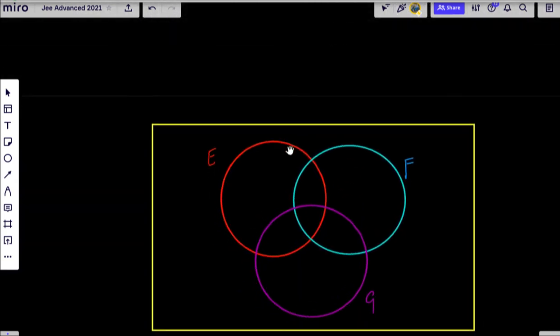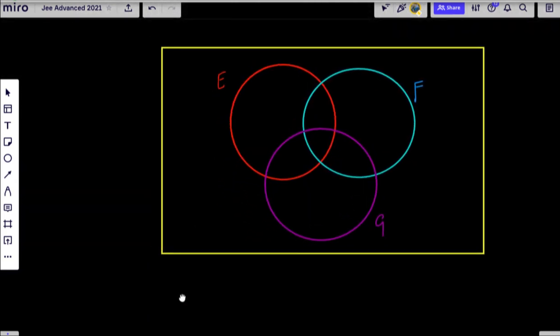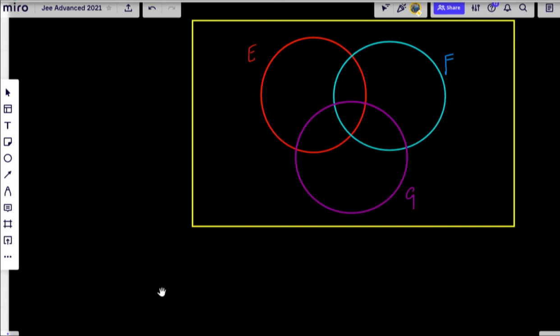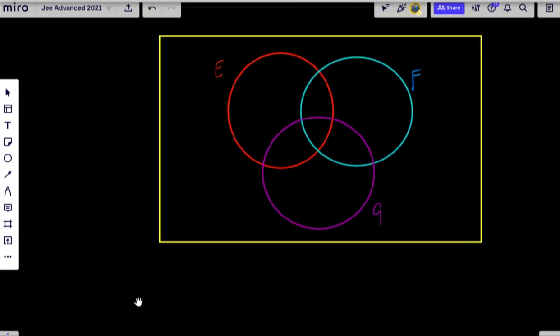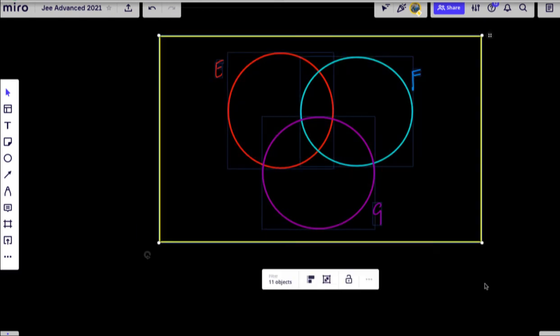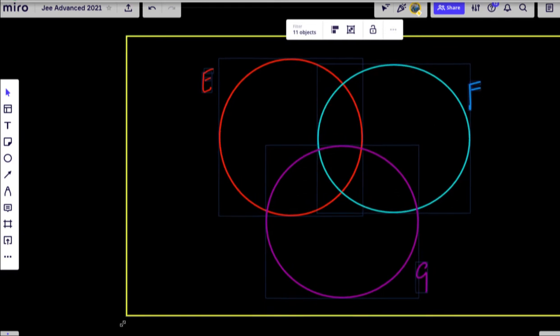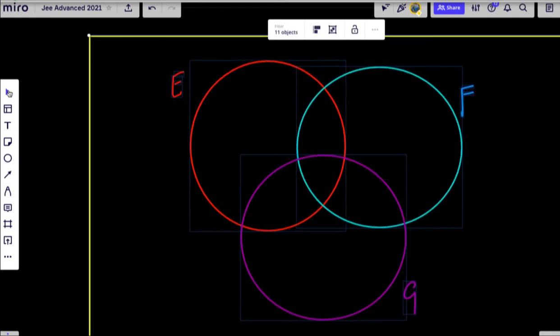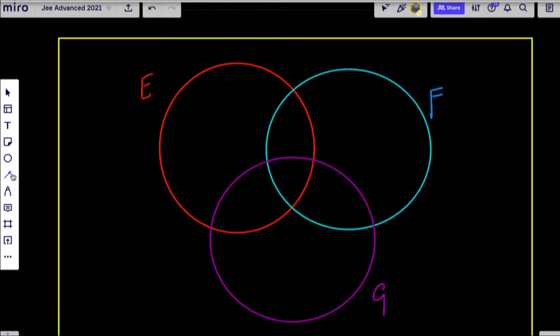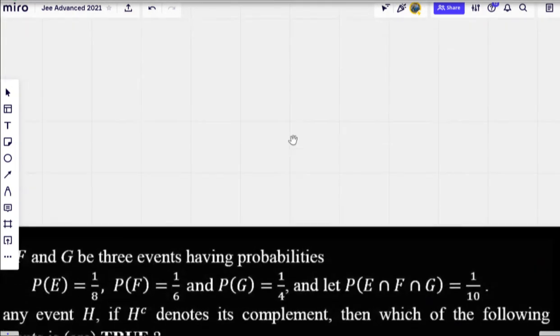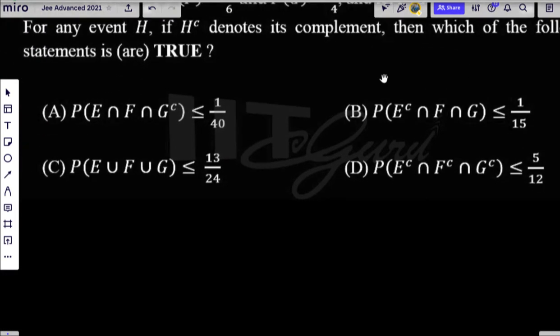First of all, let's note down the terms we know. Let me get this diagram so that we can manage this properly. If you see, this part is E intersection F intersection G, and that we can say is 1 by 10.